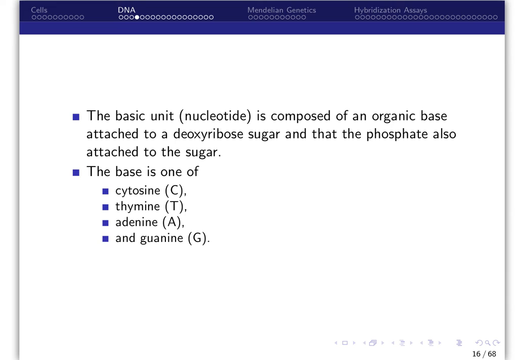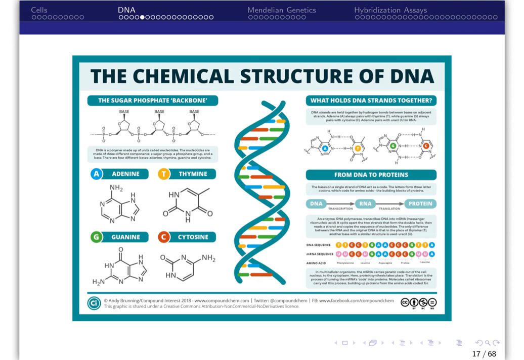Nucleotides are interconnected by the linkage of the sugar-phosphate groups, forming phosphodiester bonds between them on a single strand. The basic unit, or nucleotide, is composed of an organic base attached to a deoxyribose sugar, and the phosphate is also attached to the sugar. The base is one of cytosine, which we refer to as C, thymine, which we refer to as T, adenine, which we refer to as A, and guanine, which we refer to as G. This is the chemical structure of DNA, which is a double helix with bases held together like rungs on a ladder and sugar phosphate units along the sides of the helix, so it forms a sort of twisted ladder. The chemical structure of the four bases, A, T, C, and G, is shown.